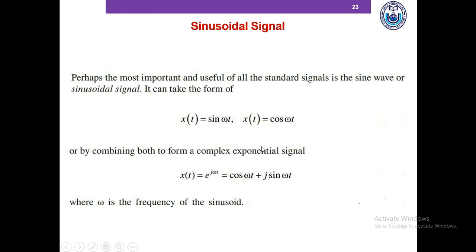Alternatively, a sinusoidal signal can also be expressed by the application of Euler's identity: e to the power j theta is equal to cos theta plus j sine theta. So e to the j omega t gives us cos omega t plus j sine omega t, where omega is the frequency of the sinusoid. This is an alternative expression using the exponential function, so these are two alternative ways to express sinusoidal signals.